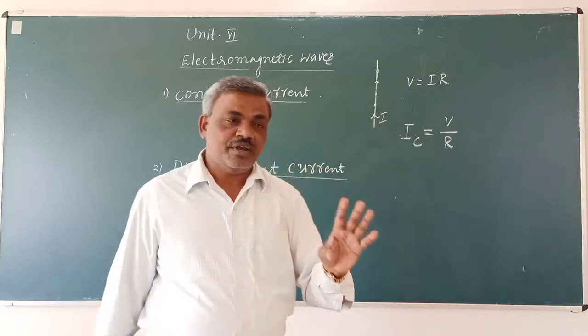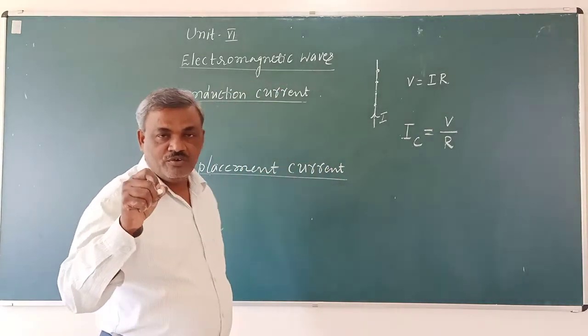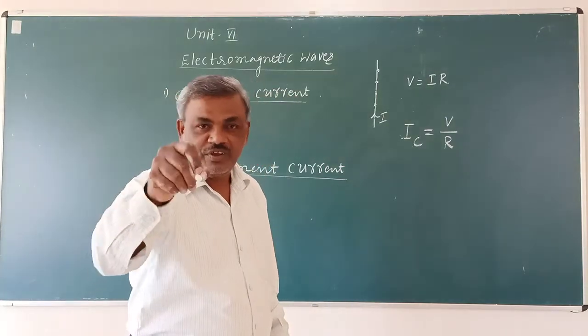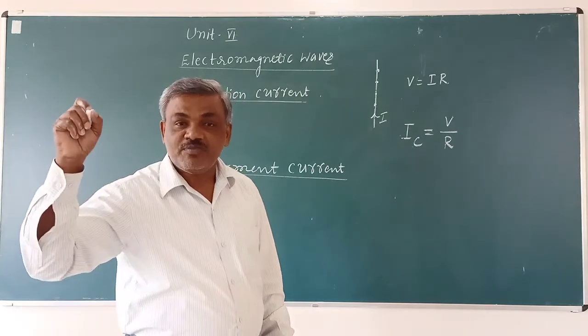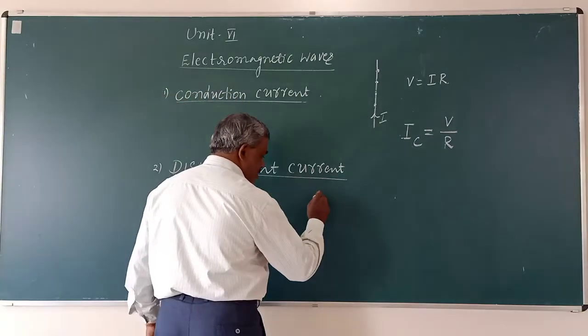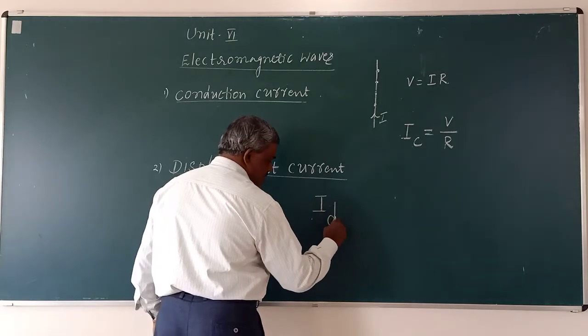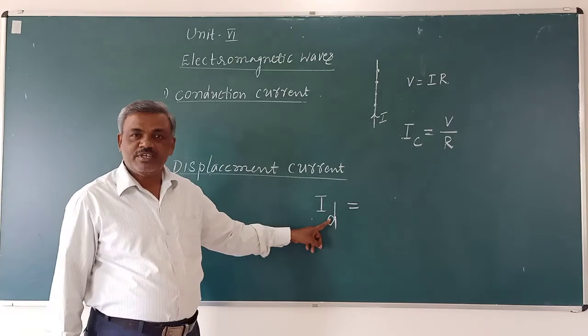And one more important one: displacement current. The electric current due to a changing electric field or changing electric flux is called displacement current. The mathematical formula: I_D. I_D is the displacement current.